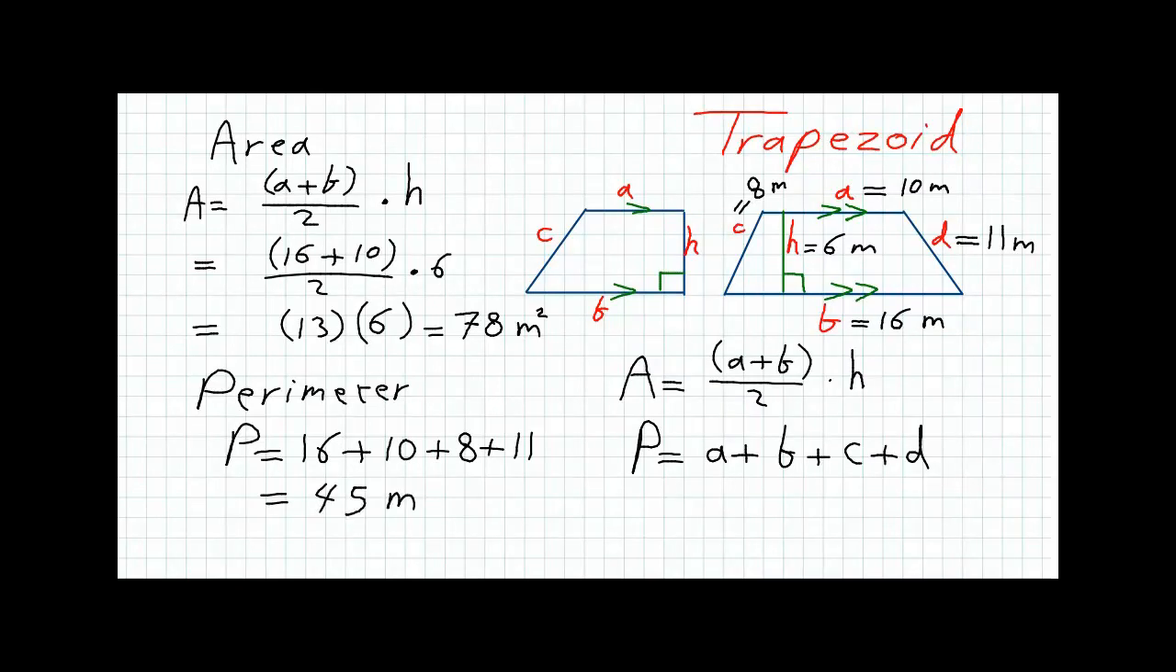I hope that this lesson was clear, so you can find the area and the perimeter for these quadrilaterals: the rectangle, the square, the parallelogram, the rhombus, and the trapezoid.